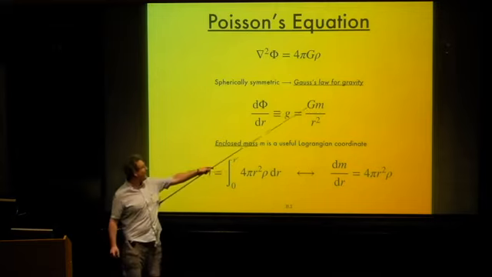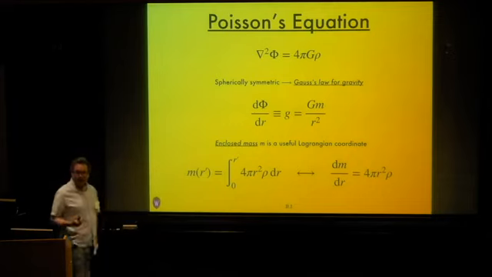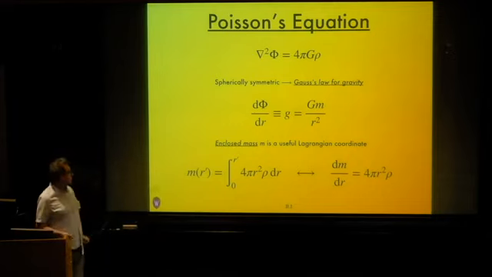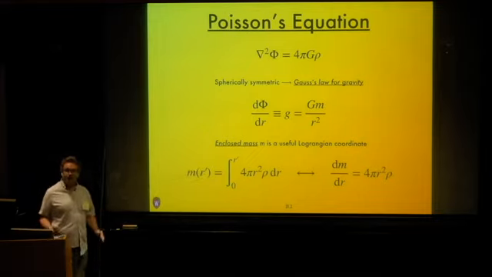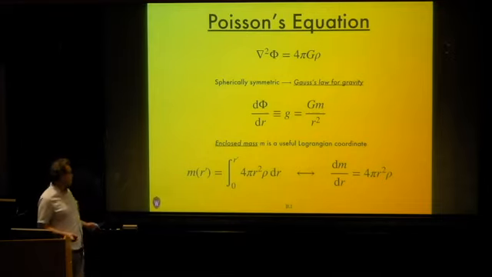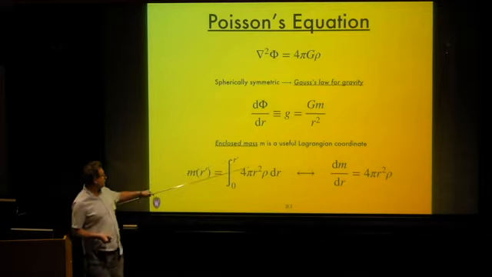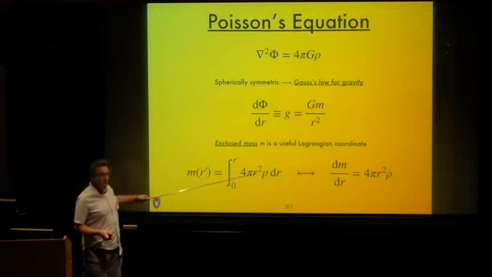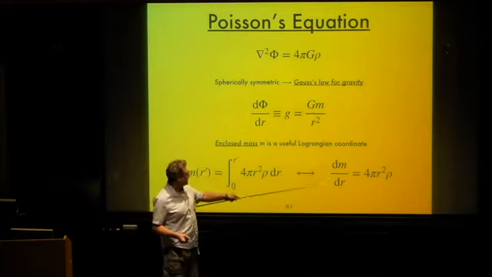And this m here is a new variable we've introduced, which we can call the enclosed mass, or maybe a Lagrangian mass coordinate. At every radius in the star, we can define m to be the amount of mass of the star that lies interior to that radius. So it's basically the integral from the center out to our position of the volume element times the local density. And we could also write this integral equation as a differential equation.